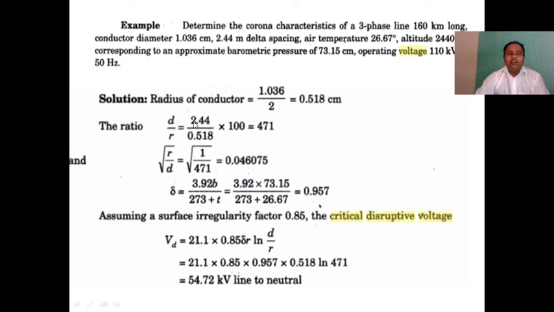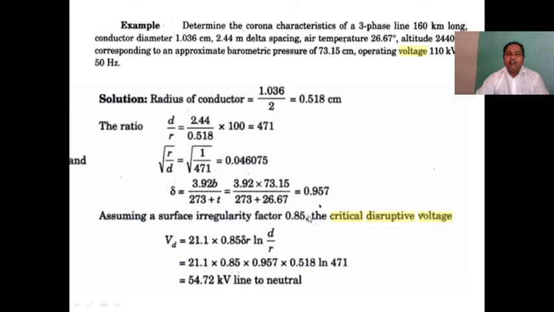So what is the D? 2.44 by 0.518 into 100. So 2.44 into 10 square, we get 471. Next, find out root of r by T for simplification. So for formula simplification, we get the value. For the air density factor, we have all the values: barometric pressure 73.15, temperature 26.67. Substituting, we get 0.957.